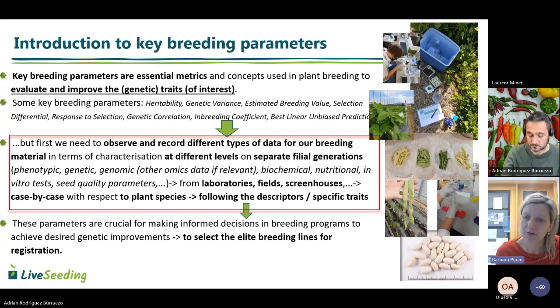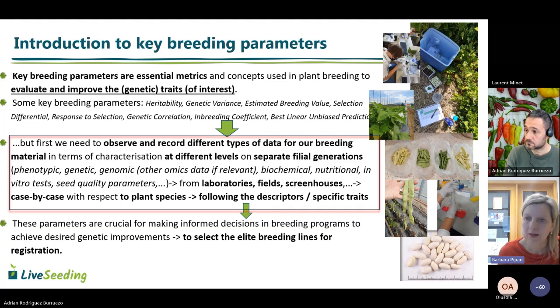So you can imagine how many traits of interest are recorded on how many levels, in how many places, and in different environments. As Adrian exposed, which is very important, and maybe I didn't mention earlier, we have different locations where we evaluate our breeding lines, not just our location where we have breeding materials, but also others in Slovenia, so that we can compare different environments and how the most elite breeding lines behave in different environments. And this is very important.